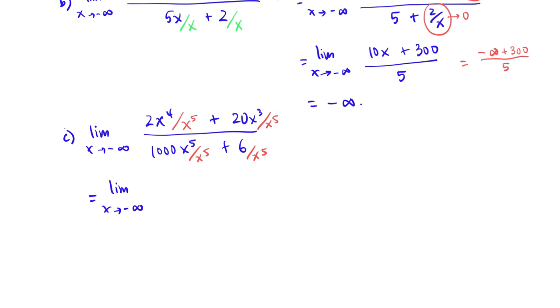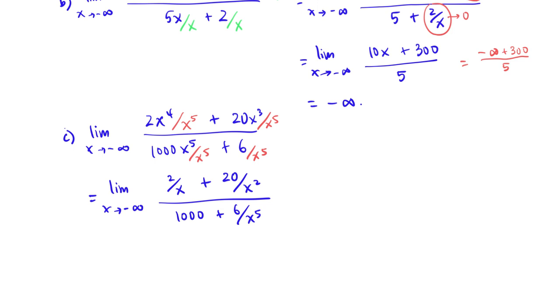X goes to negative infinity. We simplify each of the terms. 2x to the fourth over x to the fifth is 2 over x. 20x cubed over x to the fifth is 20 over x squared. 1000x to the fifth over x to the fifth is 1000. And then 6 over x to the fifth.